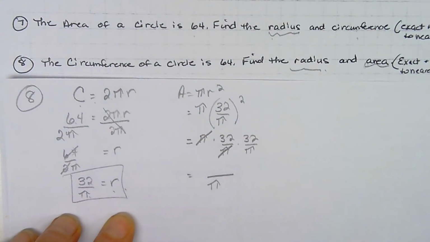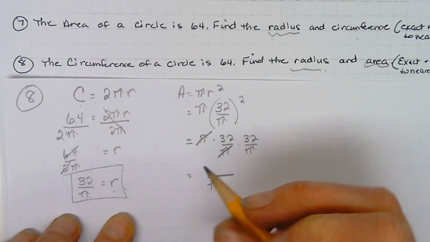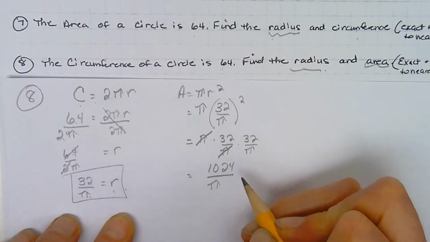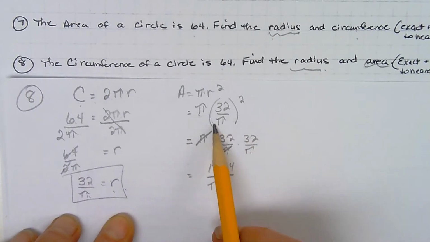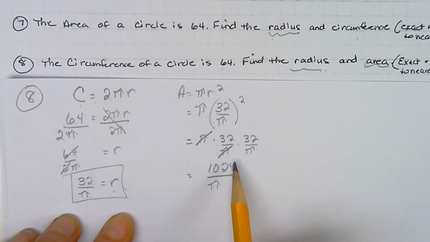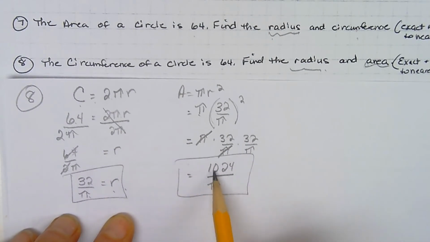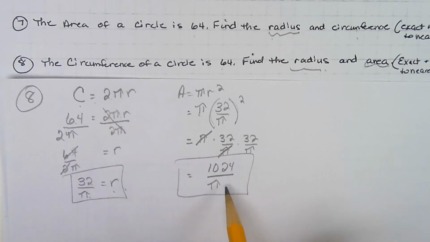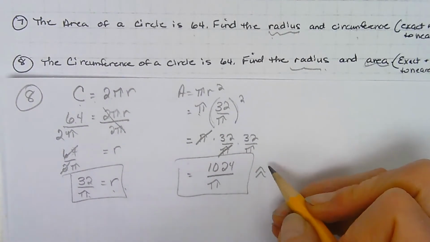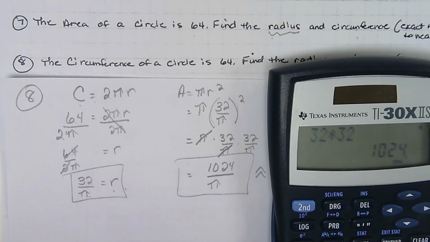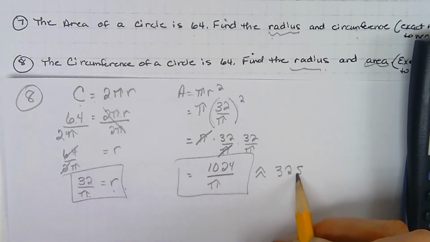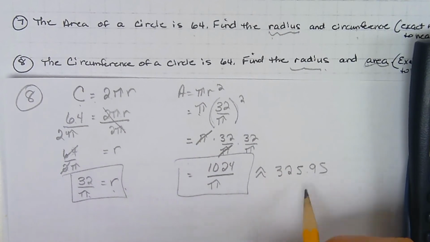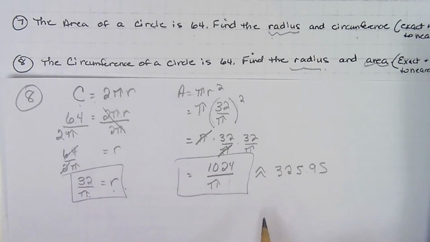I'm going to use my calculator for that one. 32 times 32 is 1024 over pi. So the area of this circle is pi times the radius that we found squared. And I get 1024 over pi. And that is approximately 1024 divided by pi, 325.95. So the area of the circle is approximately this.